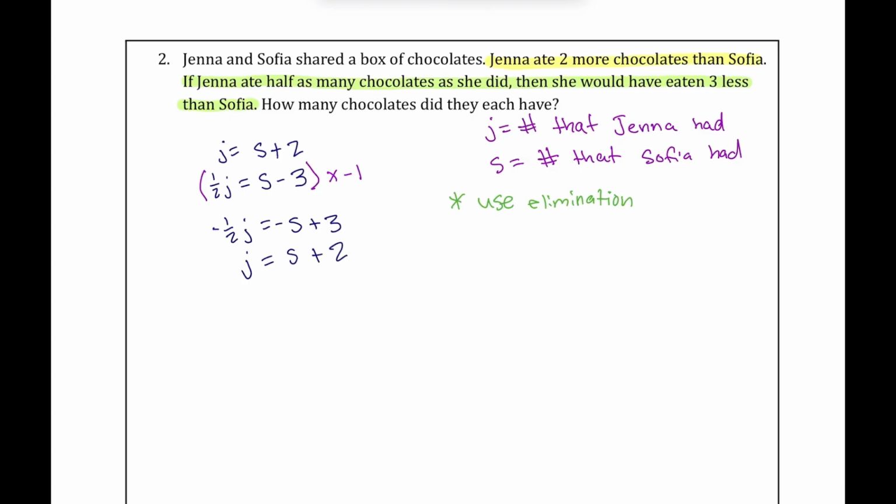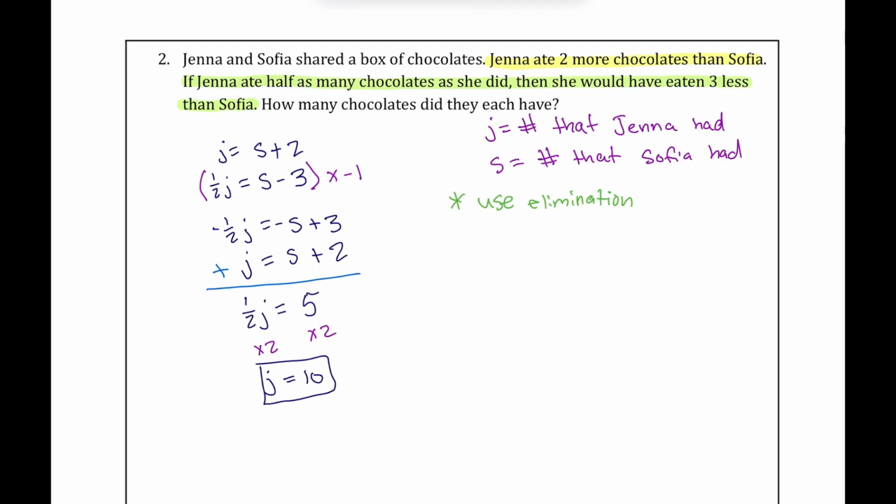Right, and now we have additive inverses for our S's, and so we can go ahead and add the equations together. Negative 1/2 J plus J becomes 1/2 J. Negative S plus S, because they're additive inverses, add to 0. That is the elimination step, right? We're eliminating the S. It becomes 0, and so we don't even have to write that. And then 3 and 2 add to 5. So we eliminated the S. Now we have an equation that's only in terms of J. To solve for J, we can multiply both sides by 2. So that becomes J equals 10.